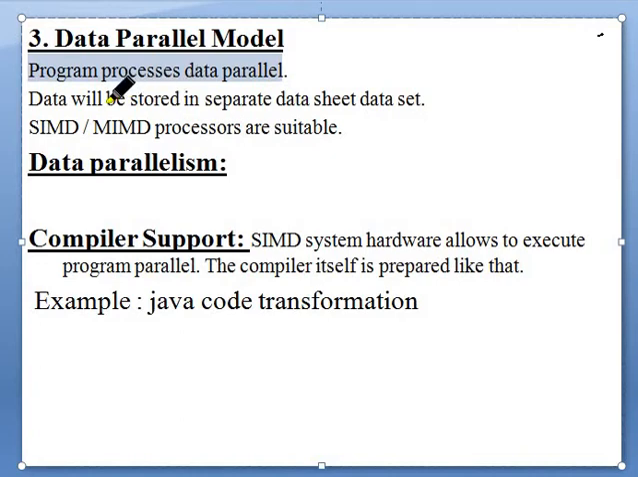Data will be stored in a separate data sheet, and that is called a data set. That data set is used for processing the data in parallel. Next one is compiler support. Compilers, like Java code transformation, are built for parallel processing of data. If data parallel processing is not supported by the compiler, then we cannot implement it. So to execute data in parallel, we should have a compiler which supports data parallelism.